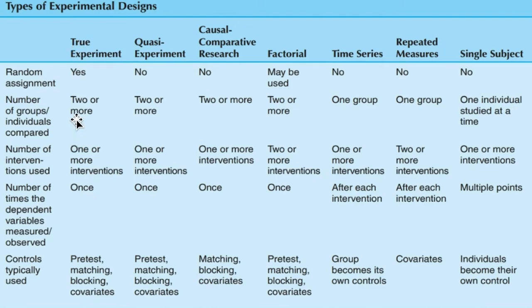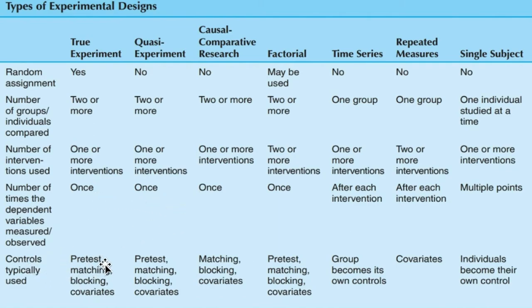We have number of groups, right? Two or more. Time series actually can have more than one group as well. Number of interventions used. Number of times the dependent variables are measured. There's more flexibility in this, and these can all be combined. We'll look at some examples of what that looks like. You also have multiple measures in many cases as well.